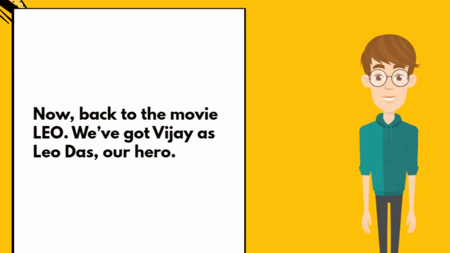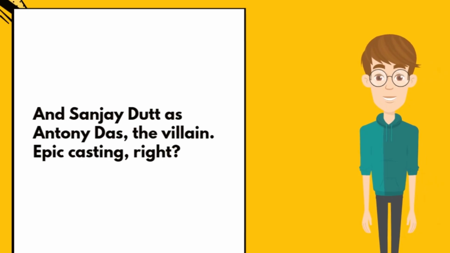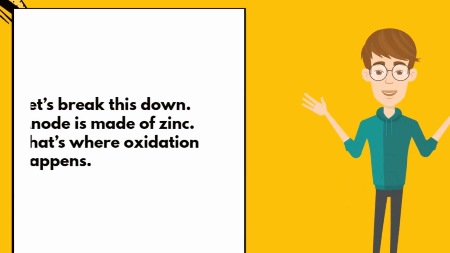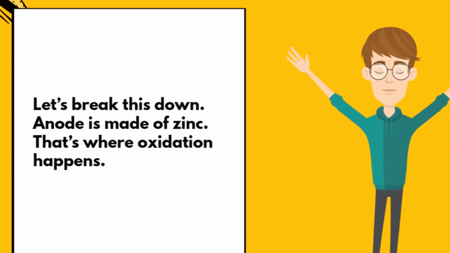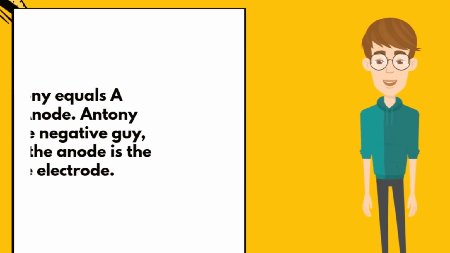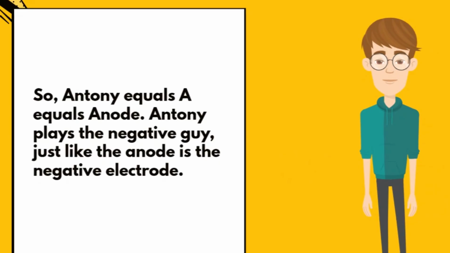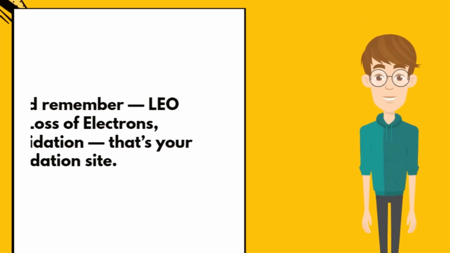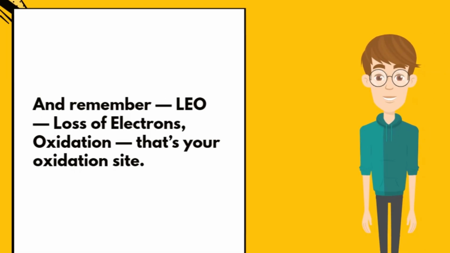Now back to the movie Leo. We've got Vijay as Leo Das, our hero, and Sanjay Dutt as Antony Das, the villain. Epic casting, right? Let's break this down. Anode is made of zinc. That's where oxidation happens. So, Antony equals A equals anode. Antony plays the negative guy just like the anode is the negative electrode. And remember, Leo, loss of electrons, oxidation, that's your oxidation site.